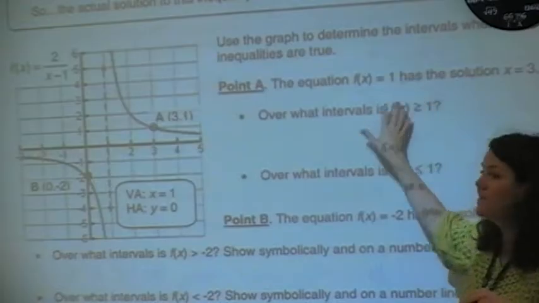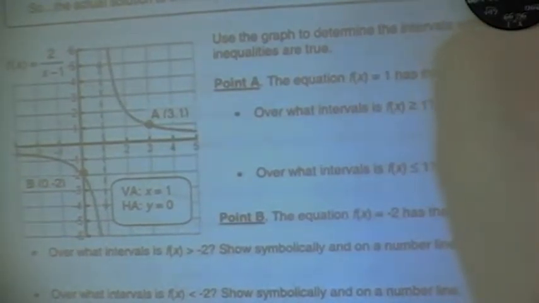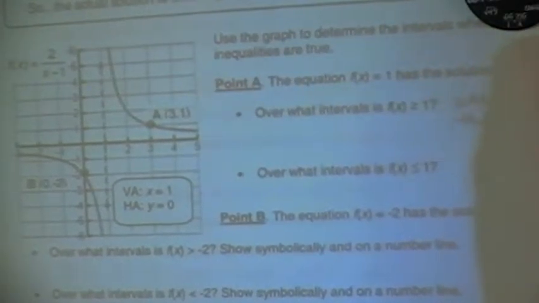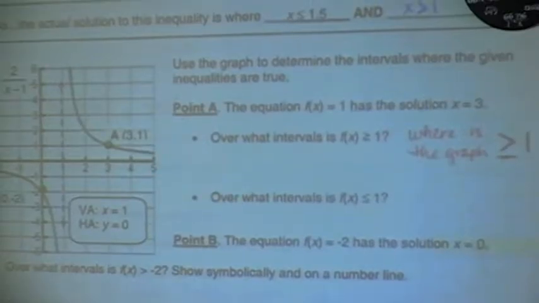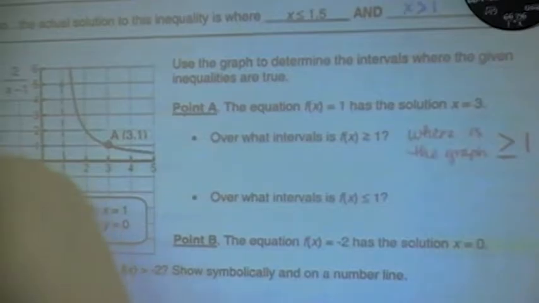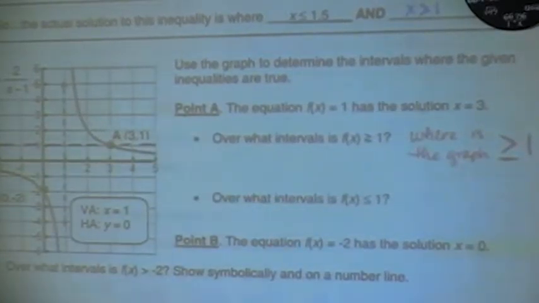So you could read this as, where is the graph greater than 1? Well, it's super easy to find, because f of x equals 1 is right here. I just drew it in purple. That's f of x equals 1. I am just looking for the piece of graph that's greater than that. Where would it be?